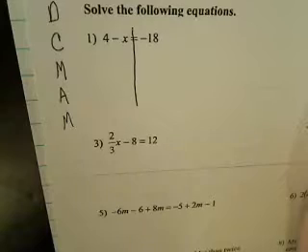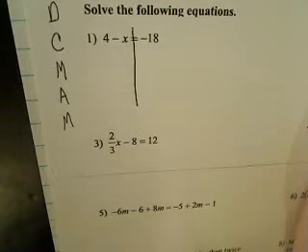The D is distributive, the C combine like terms, the M move the variables to the same side, then the A is inverse of adding and subtraction, and the M is the inverse of multiplication or division. You must follow these steps in order to get your problem correct.